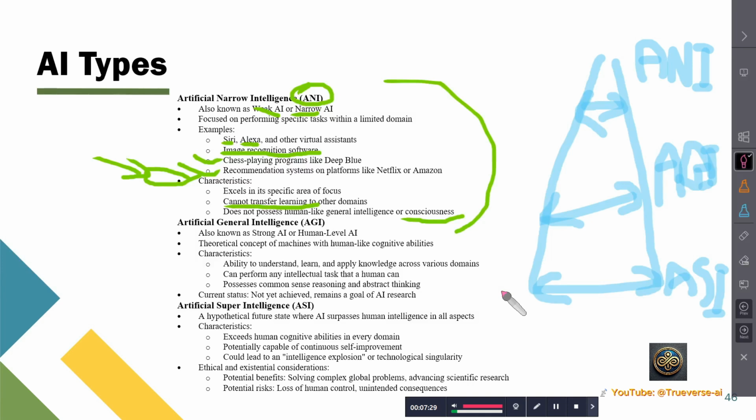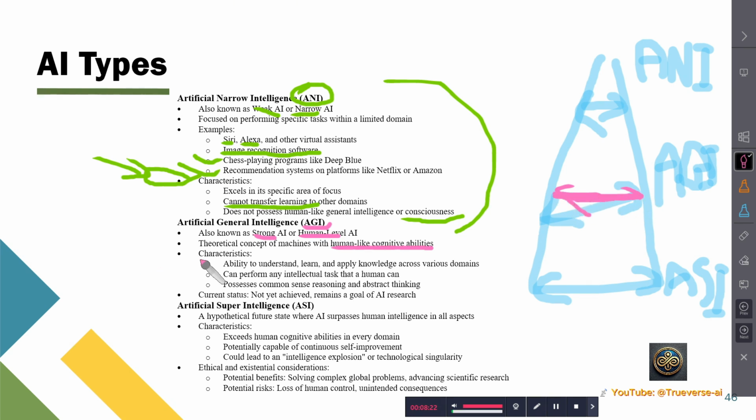But then we will come to another AI, which is called AGI, usually called strong or human-level AI. It represents a theoretical concept of machines with human-like cognitive abilities. This would allow an AGI system to learn, reason, and apply knowledge across a wide range of domains, just as a human does. It is a little bit more intelligent, like a human, at this level.